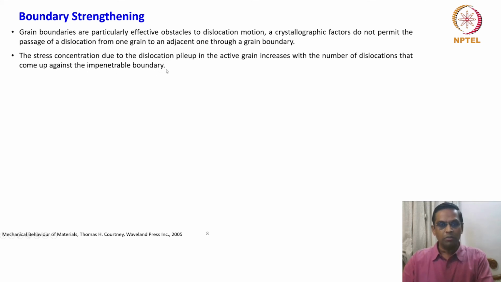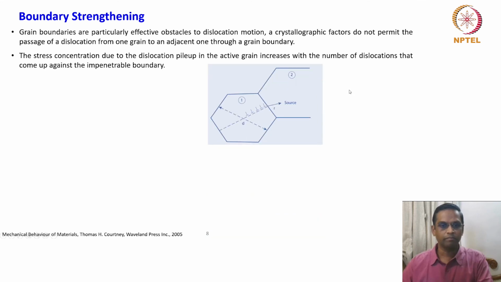Impenetrable boundary means that the next grain need not be favorably oriented, or it may not be experiencing the similar critical resolved shear stress to take over or continue the plastic deformation which is active in one grain, so the dislocation cannot simply pass through. There is a problem. There is a boundary. That's why it's called impenetrable. That means the dislocations cannot simply pass through. They will get stopped.